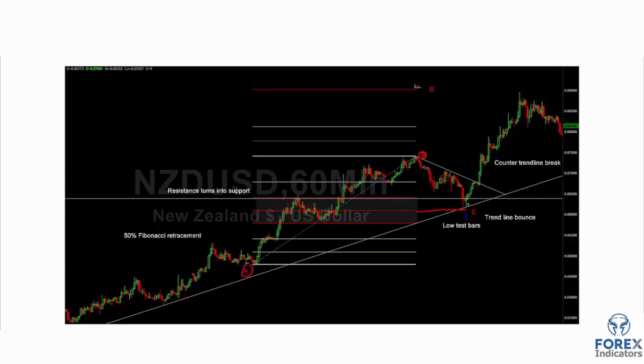Bouncing off a trend line, nice support, nice rejection candle. Then we break. Look at our breakout candle there. Counter trend line break, 50% Fibonacci in an uptrend. Here's our target. We buy it there. We target there. I would basically place my stop below this trend line, at least there, or below this low test bar here. And look how perfect it gets to our target, and then eventually pulls back.